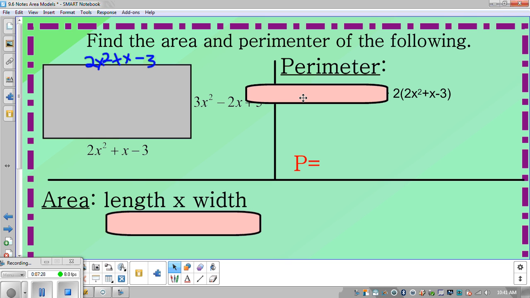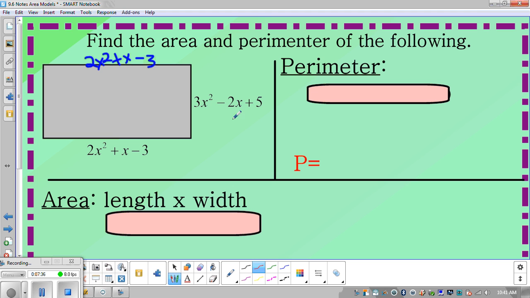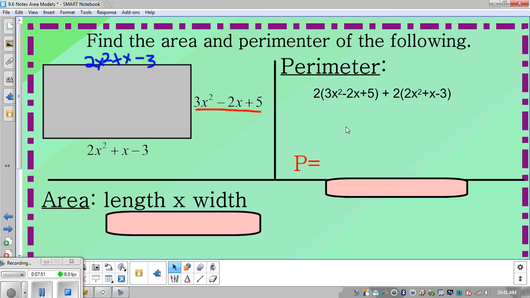And then you will notice we also have the width right here, 3x squared minus 2x plus 5. We have not 1, but 2 of them because we have the other matching width over here. So we have 2 of this trinomial. So if you want to find the perimeter and make your life nice and easy, you're going to show me that you're going to have 2 times 3x squared minus 2x plus 5, and you have 2 times 2x squared plus x minus 3. Now, in order to go ahead and evaluate, you're going to distribute that 2.